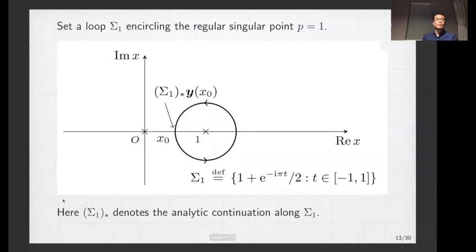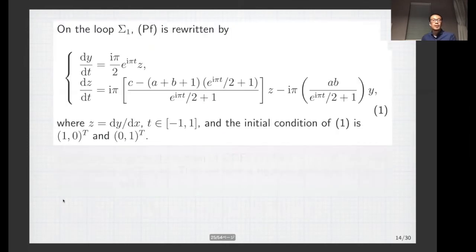Anyway, we set a loop σ1 encircling the regular singular point p equal to 1, and we set the base point x equals 1/2, and we take σ1 as a circle encircling the singular point like this, and rigorously integrating around this loop, we have the value of this one by using a rigorous integrator. When we fix the loop σ1, the Pfaffian form is rewritten as this system of ordinary differential equations.